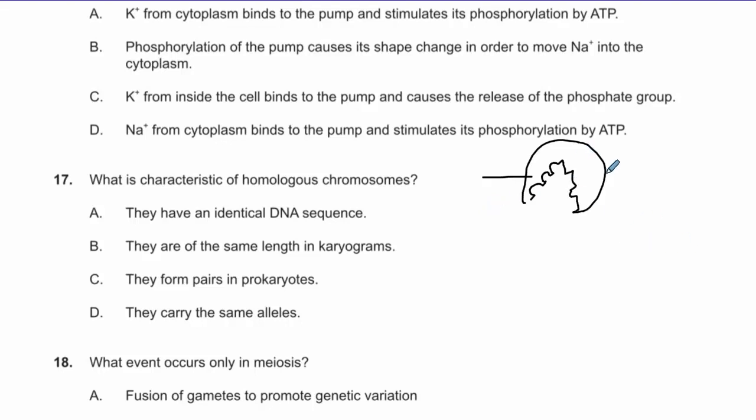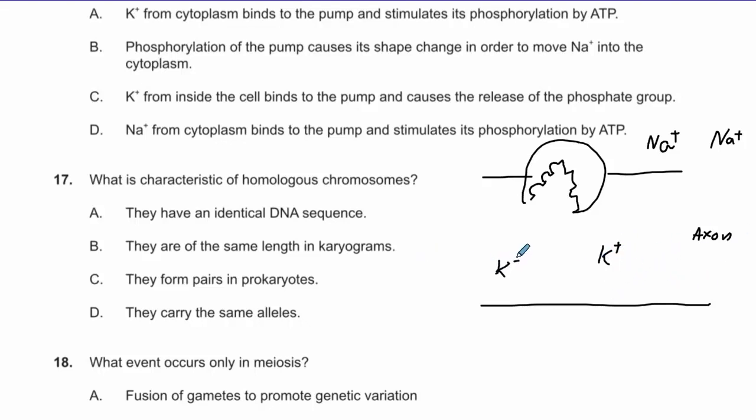So here we have the axon. Here we have the two membranes of an axon. Here is the axon. And then the important thing to remember is that when it's resting, you have the sodium outside and you have the potassium inside. That's not only true for axons, that's true for all cells.